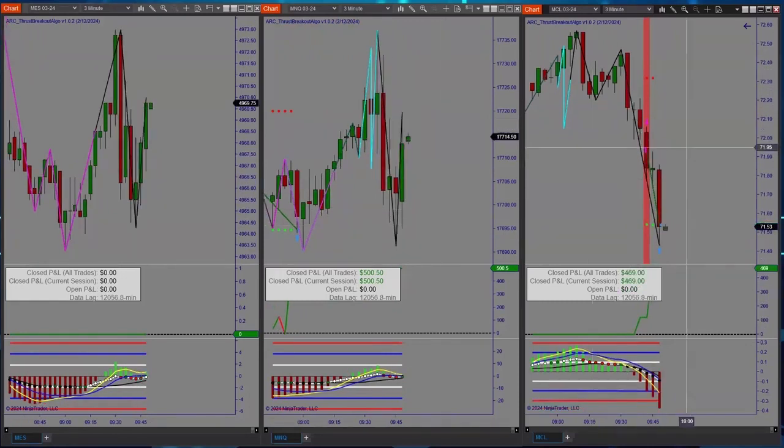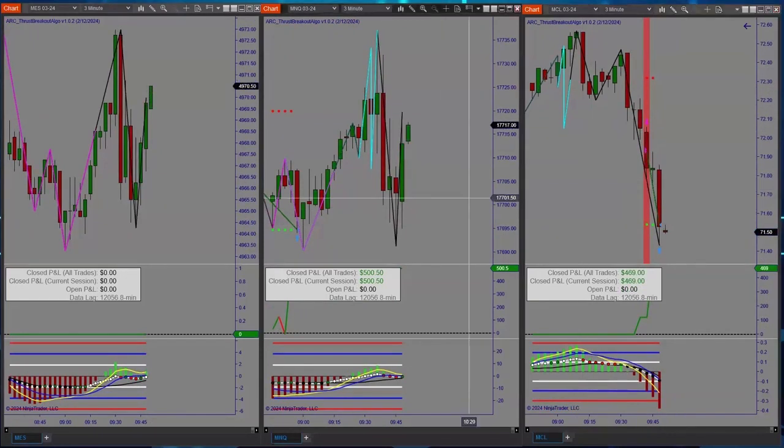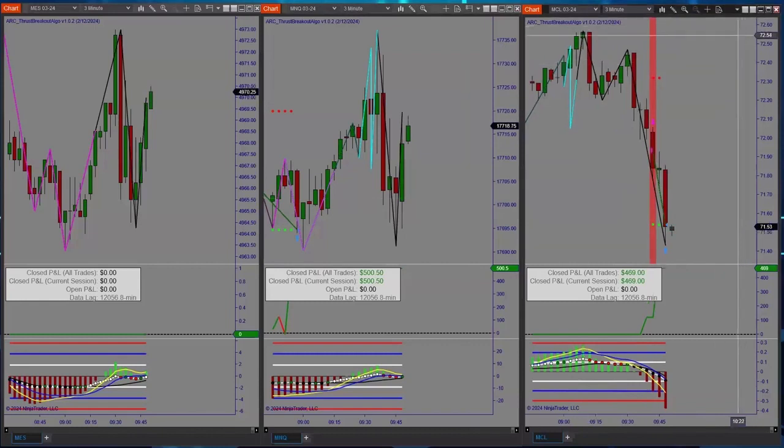Okay, there's our next winning trade. And you can see how easy it is. Just let the algo do its thing. Let it enter the trades. We're trading it on a basket of different markets here, MES, MNQ, MCL, 3-minute charts. Let's see if we get some more trades.